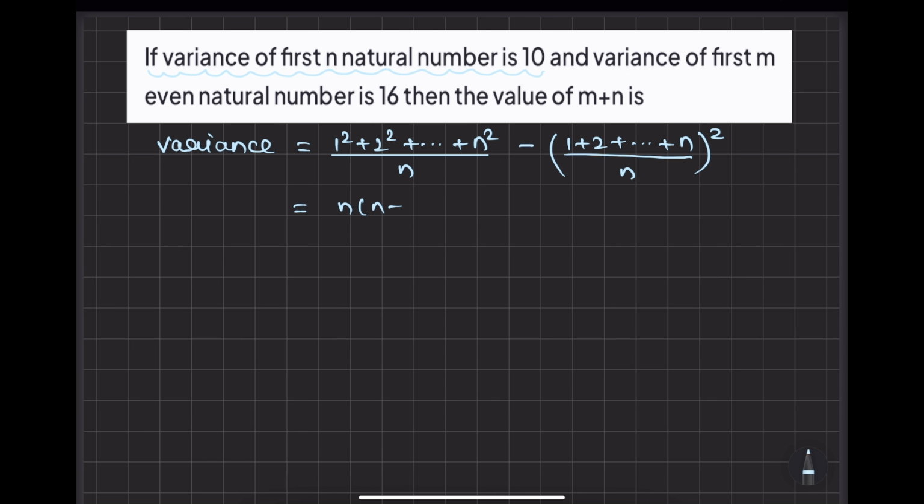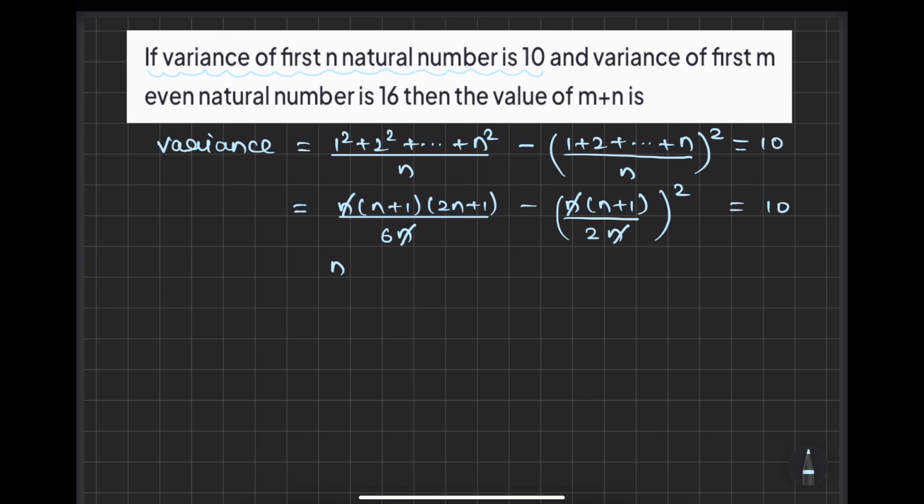n into (n plus 1) into (2n plus 1) by 6n, minus [n into (n plus 1) by 2n] whole square. So according to us variance is this, but according to them variance is 10. Now do the simplification.